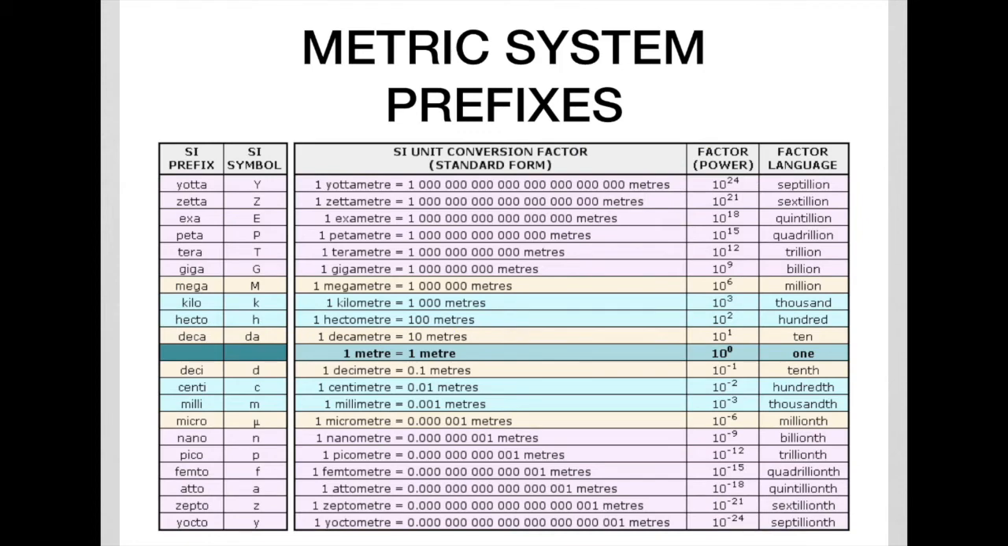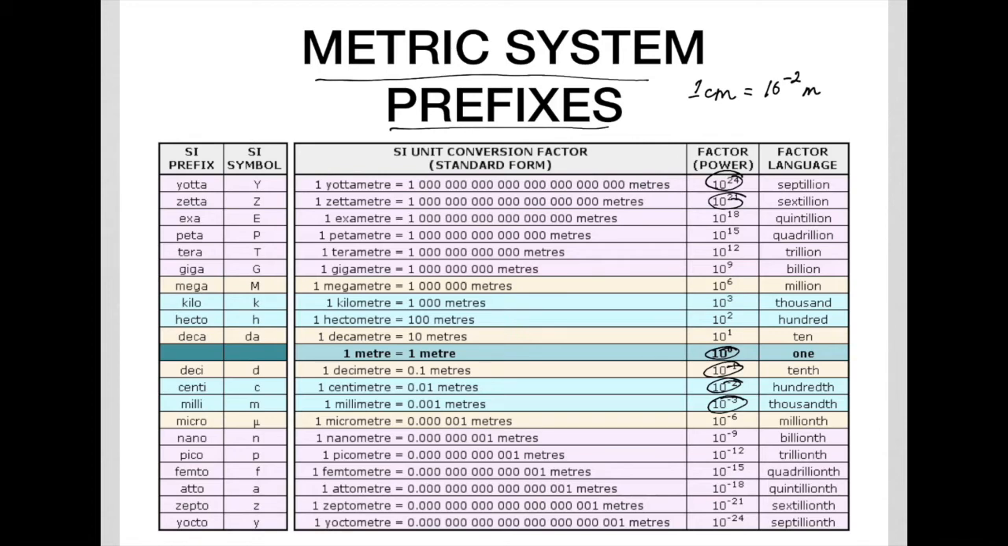So let me clear the page. Now, in summary, we use this metric system. It is much easier to use simply because this metric system uses a power factor of 10. It is much easier for us to remember. So, once again, I am going to write, if I have 1 centimeter, that is equal to 10 raised to negative 2 meter.